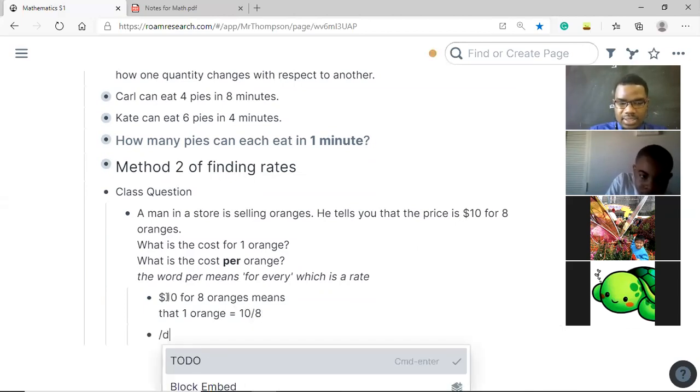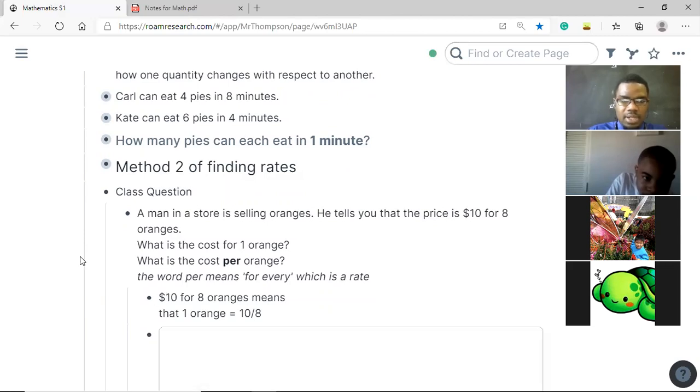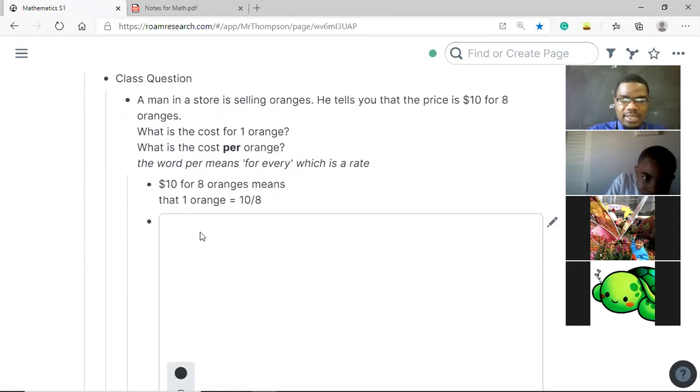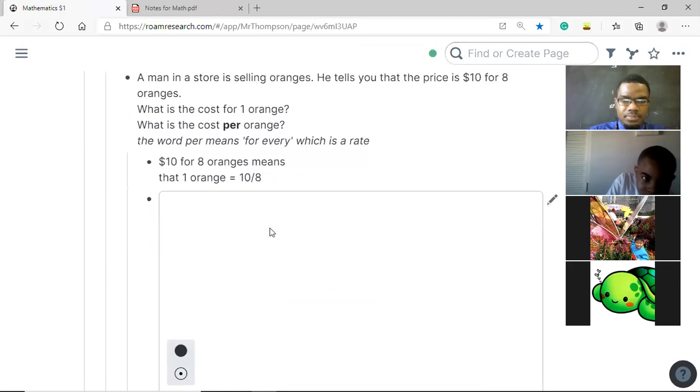Let's go back to the method that we just did a while ago. Let's explain why we say it's 10 divided by 8. Let's look at this one now. Will the answer be 1.25? That would be correct. But look at this one now, Khalil.